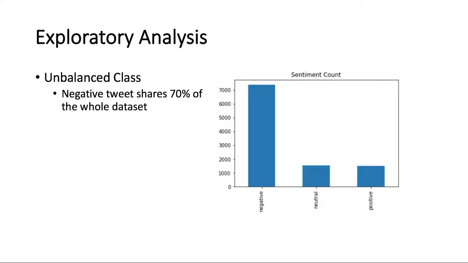Then I did the exploratory analysis for this dataset. From this plot, we can see that the dataset has an unbalanced class, since the negative tweets share almost 70% of the whole dataset.